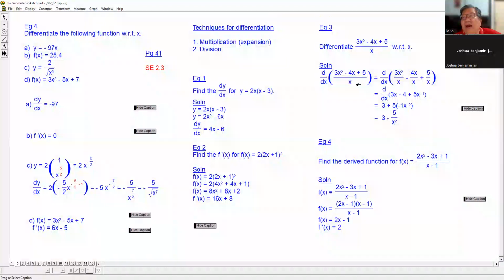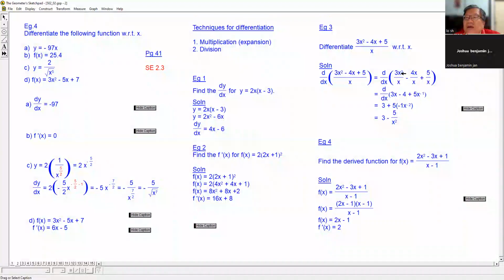3x squared divided by x. Negative 4x divided by x. Positive 5 divided by x. Not differentiated yet. You are trying to simplify.